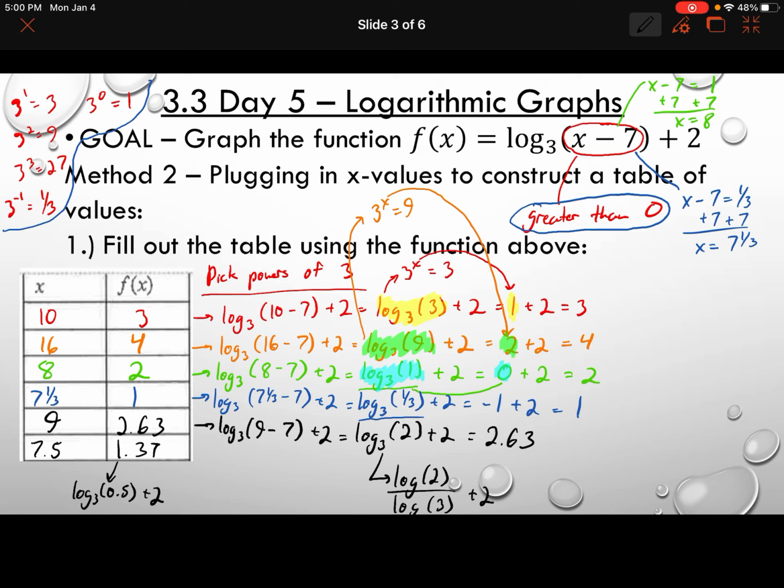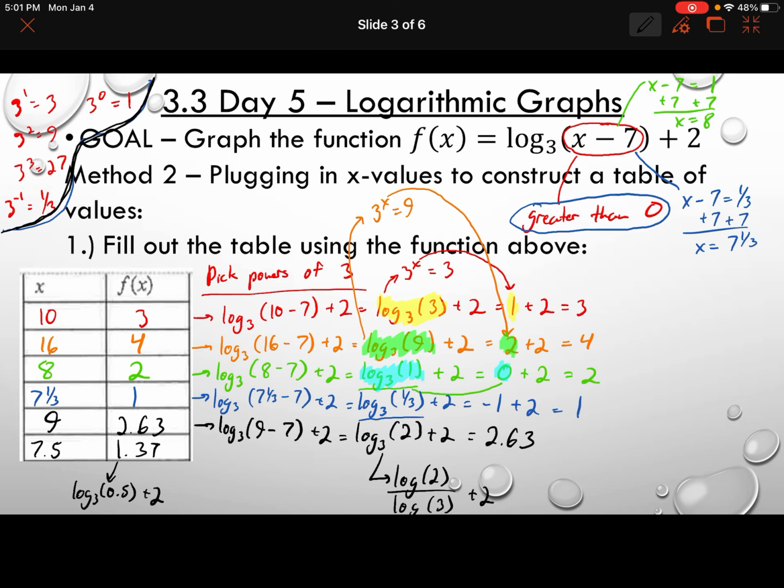Okay, so the ones written in black, that was just simply using a calculator, making sure that the x value that you plugged in gave you some value greater than 0. But the ones in red, orange, green, and blue, that's where we used these powers of 3 that you see in the top left here to help figure out what our x value should be.